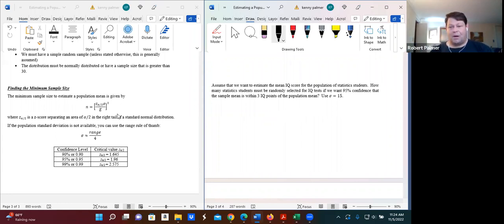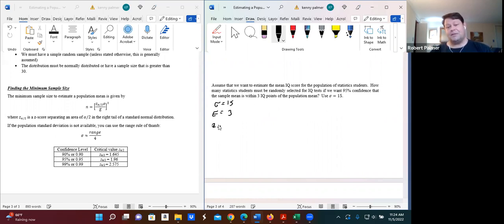So here we need to know our sigma. It says use sigma equals 15. So that's what we have. Our sigma is going to be 15. Now our margin of error E, we also need that. And it says we're going to be within 3 IQ points, so that's going to be 3. All right. And what else we need is z of alpha over 2.